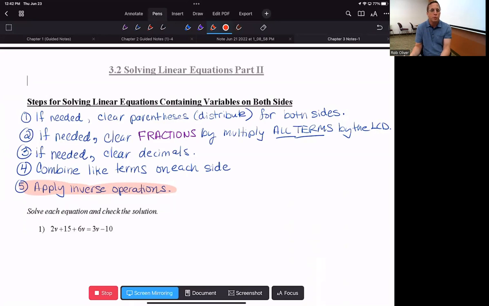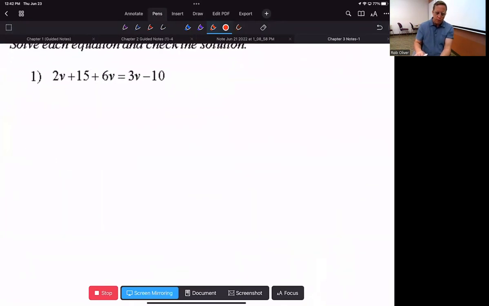A lot of times when people do these problems, they just want to get right on board and start doing inverse operations, but there's some simplification that needs to take place. There are like terms that need to be put together, parentheses that need to be cleared, and fractions and decimals that can be cleared out. But the last thing you're going to do is use inverse operations. So that's something to keep in mind. All right, let's get right to it.